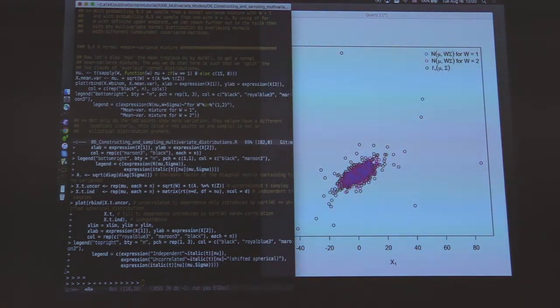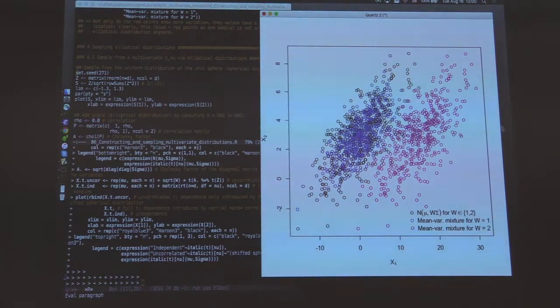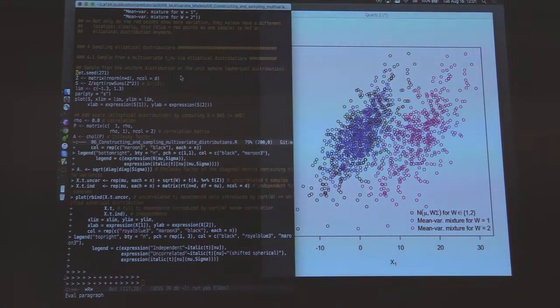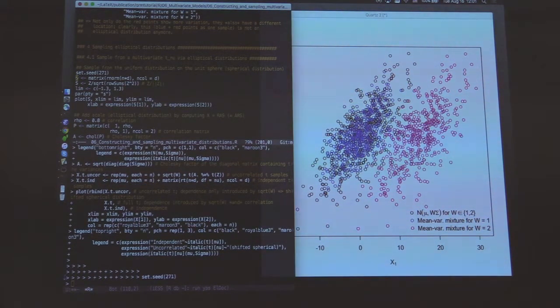And then I can also look at a mean variance mixture. This is now what I mentioned before. I can also mix the mean. So half of the sample points have a different location, essentially. And then you see overall they are not elliptical anymore. But play around, adjust the probabilities to do all of that. So it's all there to play around.